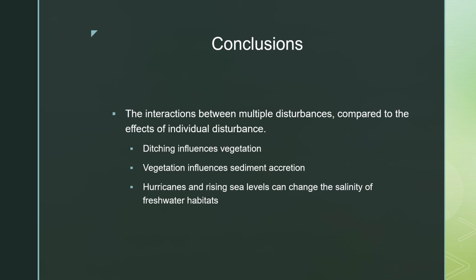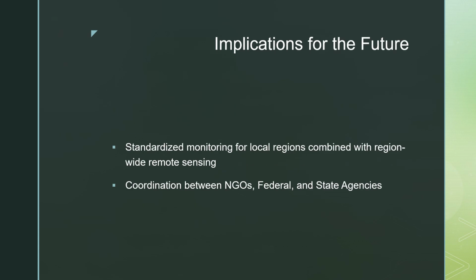So the interactions between disturbances can be pretty complicated and are really hard to predict. So it's really important that we monitor sites well so we can get a better grasp of what happens when these disturbances do interact. And that leads right into our implications for the future.